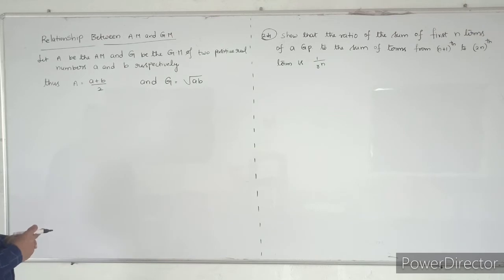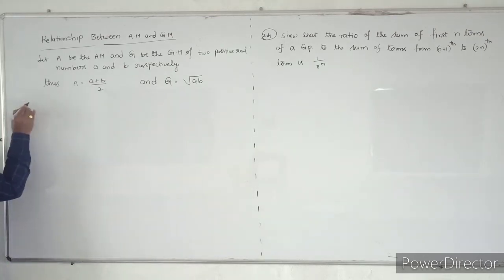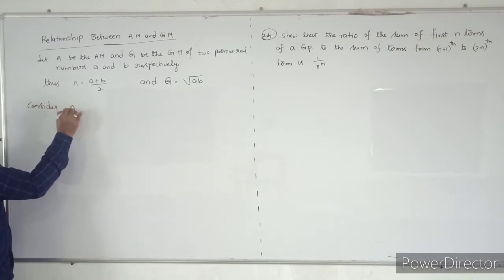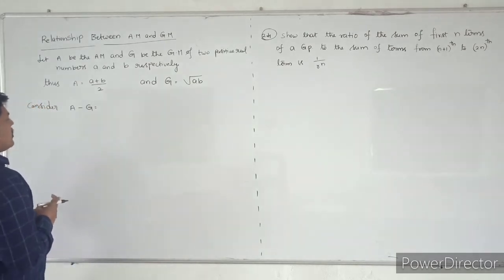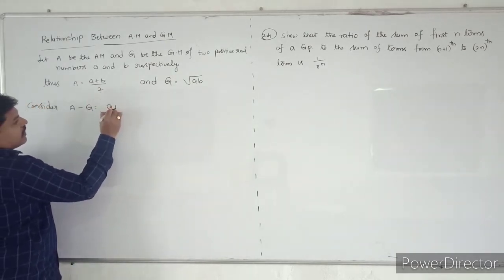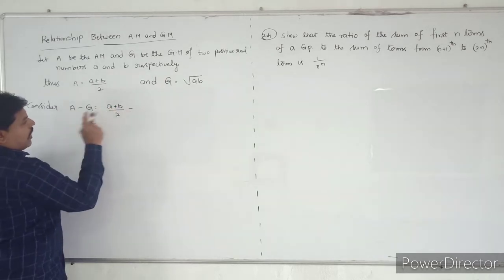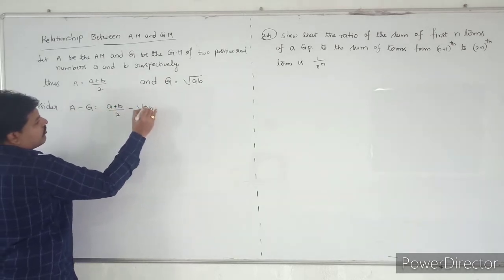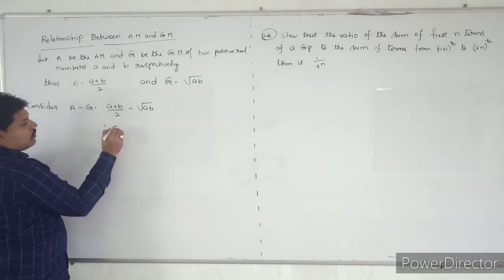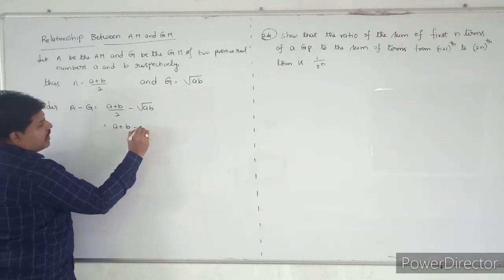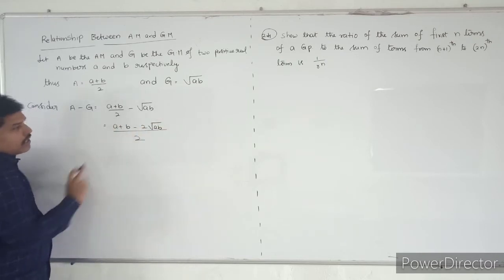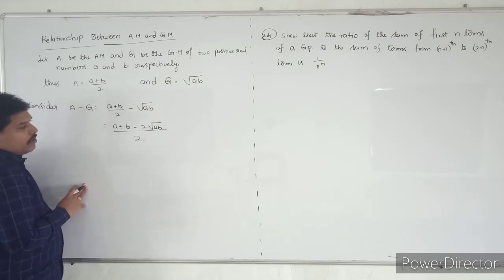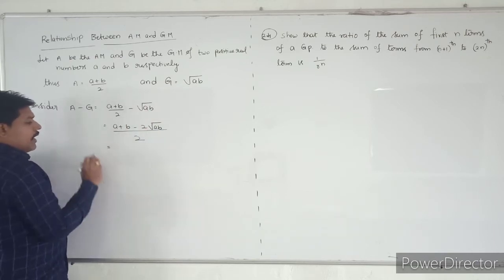So here, consider A minus G. What is A minus G here? A value is (a plus b) by 2 minus G value, which is the square root of ab. So that is equal to (a plus b minus 2 into root of ab) whole by 2, taking the 2 as LCM. So this value I can write in this form.